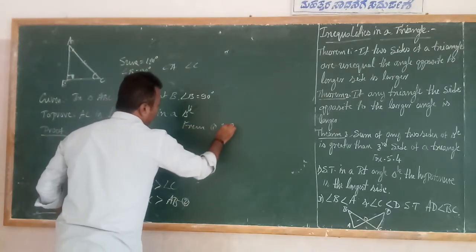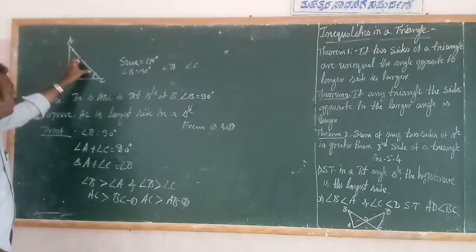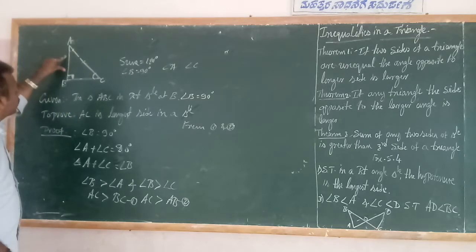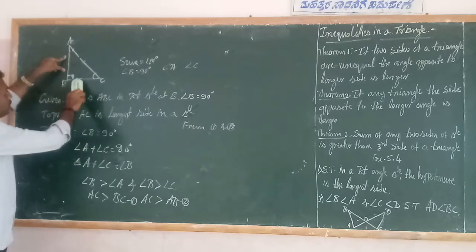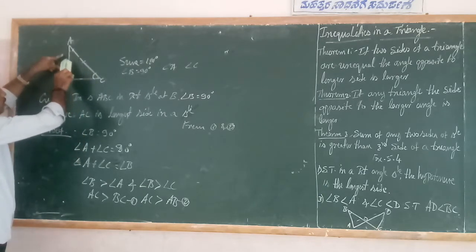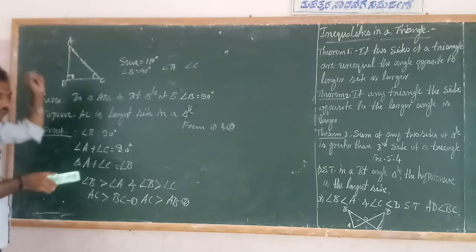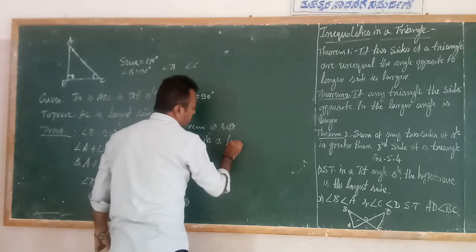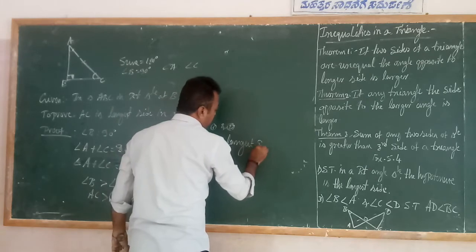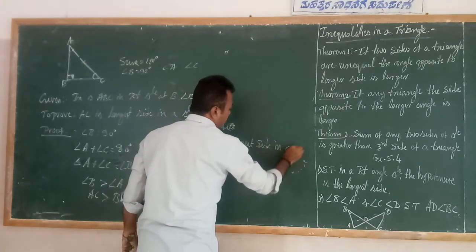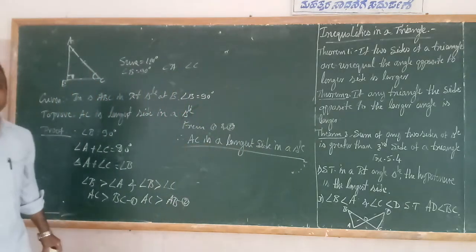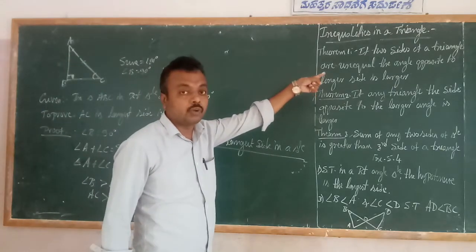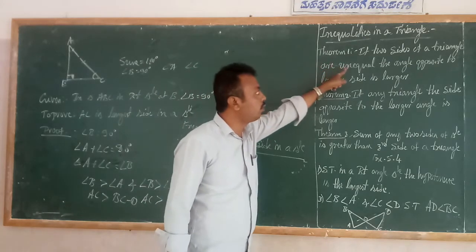From 1 and 2, what is that? AC is greater than AB and also greater than BC. AC is greater than BC and AC is also greater than AB. Therefore, AC is the longest side in a triangle. Understand? So this is the proof. Very simple. I am using theorem number 1, inequalities in a triangle.